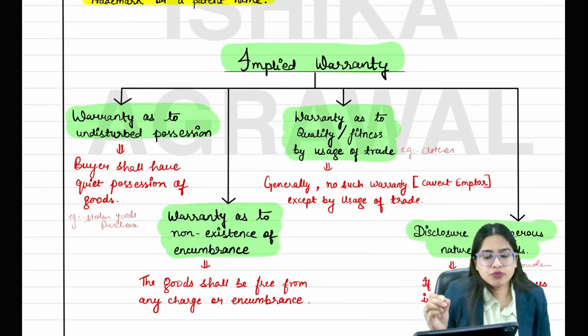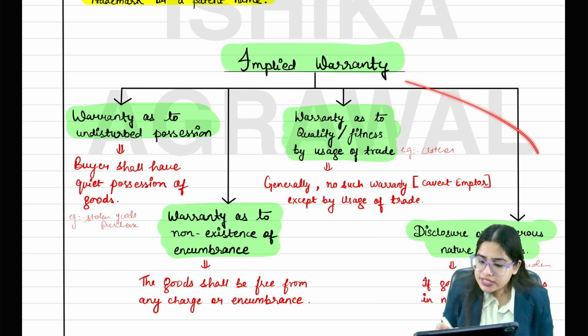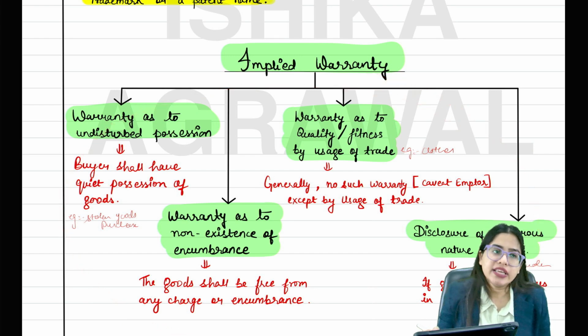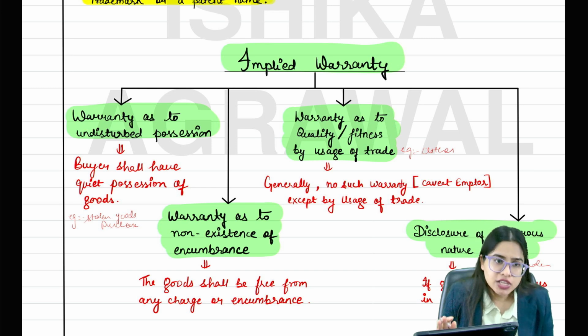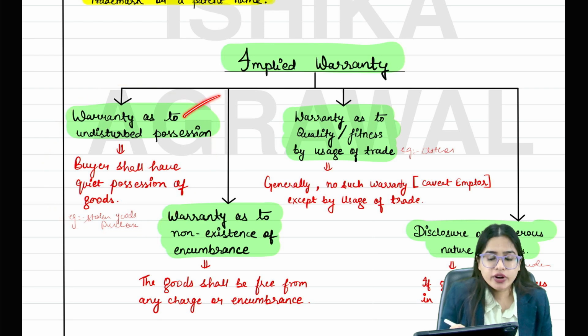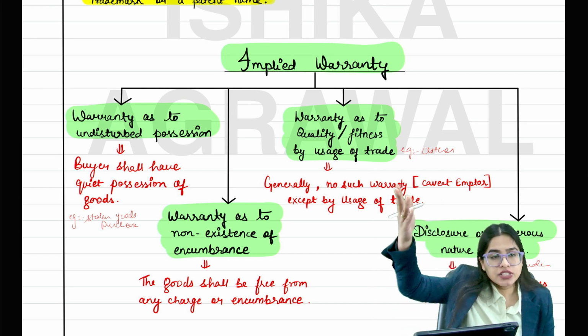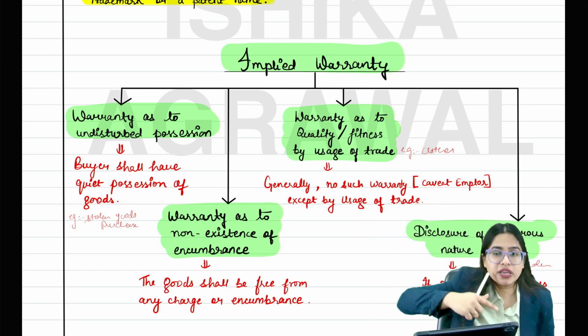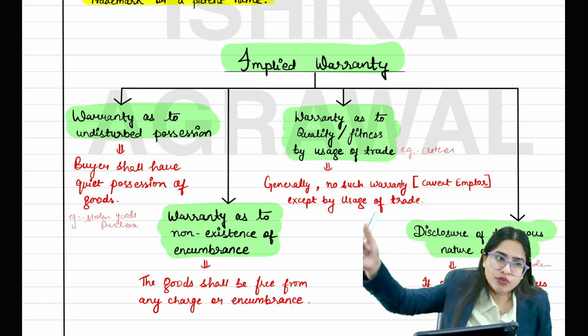The last topic that we have to do in this lesson is implied warranty. Implied warranty means in these cases there will be implied warranty, and if there is a breach of these 4 implied warranties, then you cannot cancel the contract, but you can claim damages. Number 1, we have already done warranty as to undisturbed possession. That's the stolen goods one. If I have purchased goods, I have warranty of undisturbed possession. If that goods is stolen and the true owner takes the possession of that goods from me, then I can claim compensation from the seller.